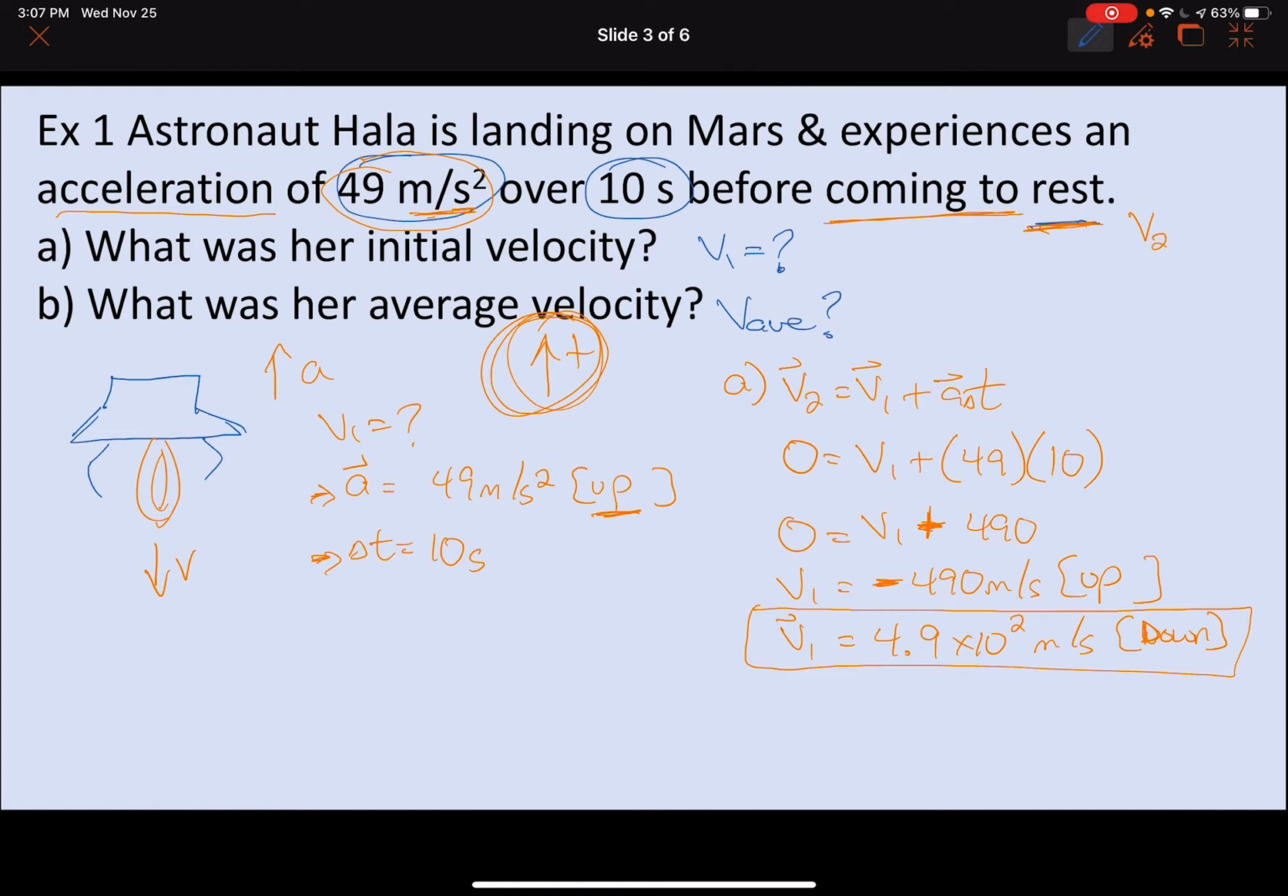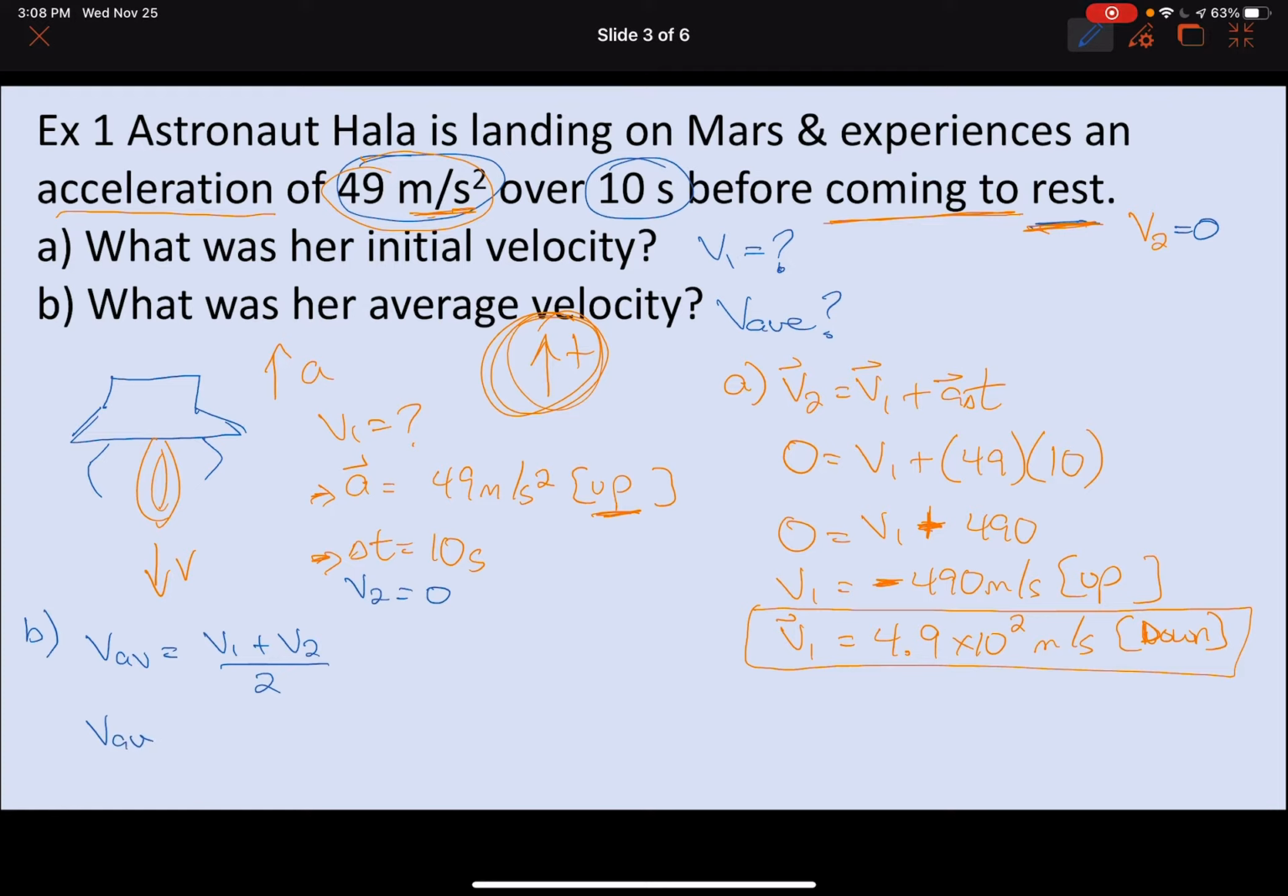Let's change to blue here. V2 was still 0, so that's at the bottom. I'll write it here: V2 is 0. And I'm going to see if I can squeeze B right in here. What was her average velocity? We saw that equation just a second ago. V average is V1 plus V2 divided by 2.